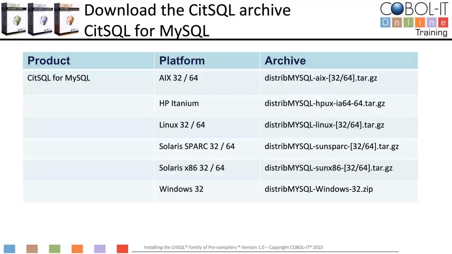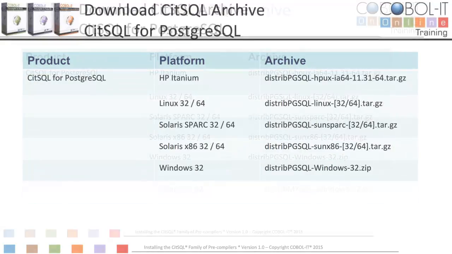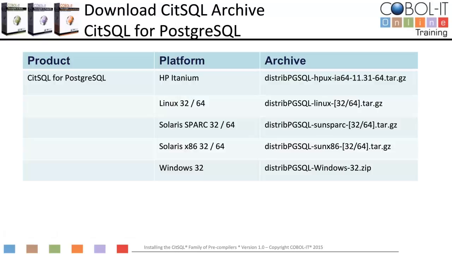Now let's look at the CitSQL for PostgreSQL archives. The CitSQL for PostgreSQL archives begin with distribPGSQL, and are followed by the operating environment, and then an indicator for 32 bits, or 64 bits. If you require a 64-bit Linux archive, select distribPGSQL-Linux-64.tar.gz.